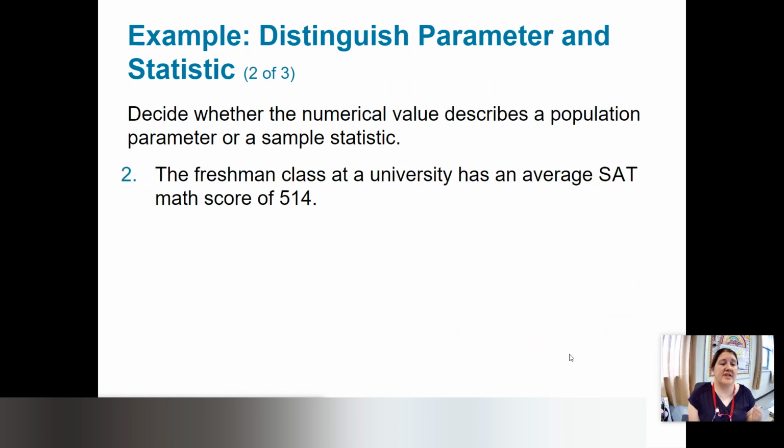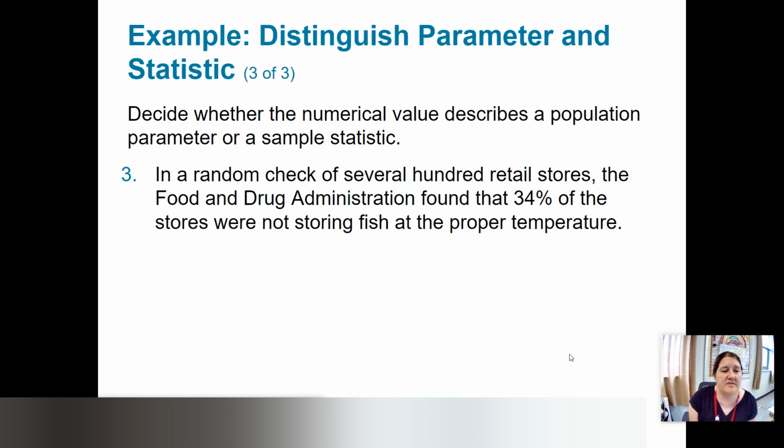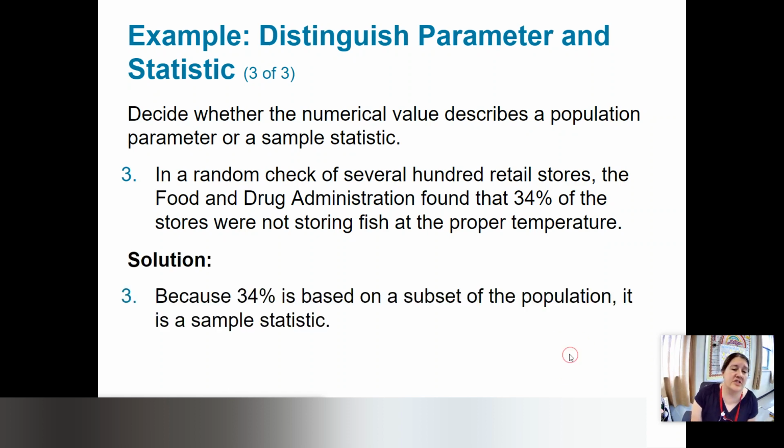Next one. The freshman class at a university has an average SAT math score of 514. It's actually doable to get all that data. So we have a population here. It's a population parameter. In a random check of several hundred retail stores, the Food and Drug Administration found that 34% of the stores were not storing fish at proper temperature. Several hundred retail stores. There's way more than several hundred retail stores in the United States. So this is just a sample statistic.